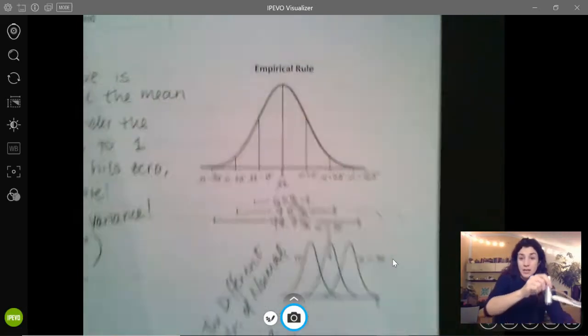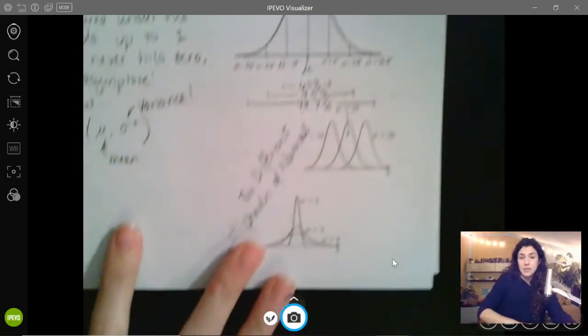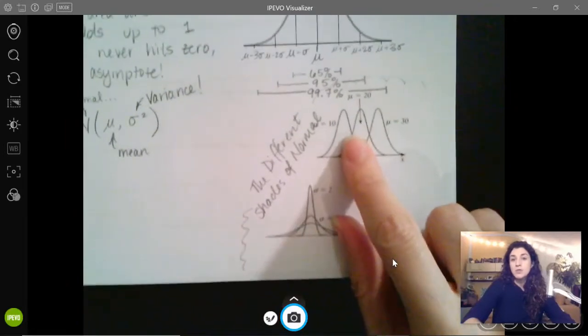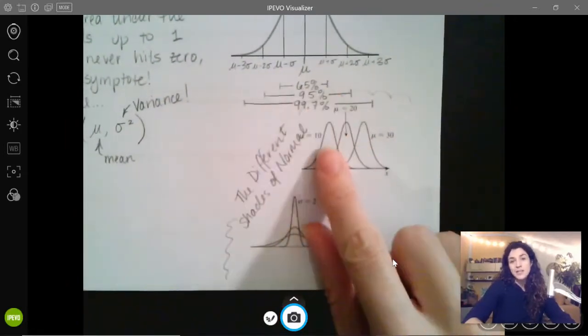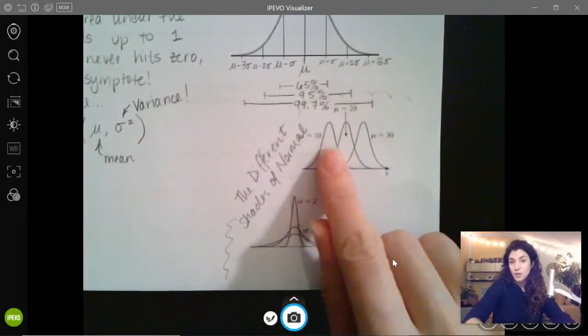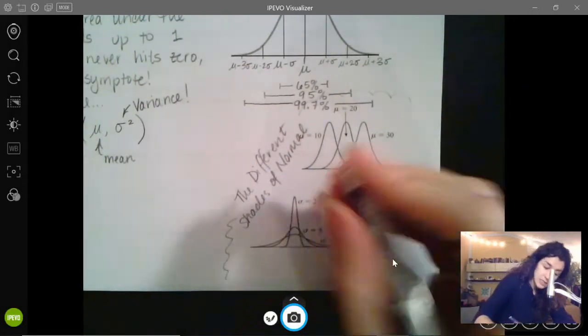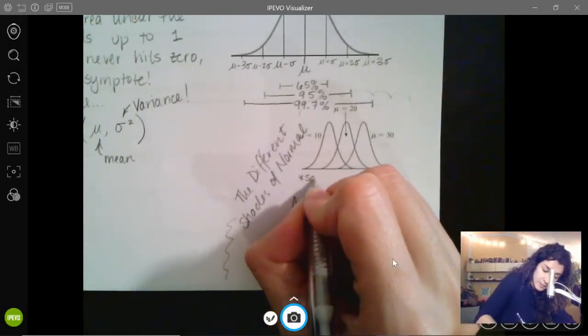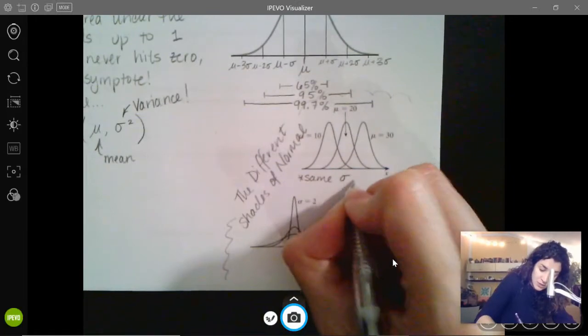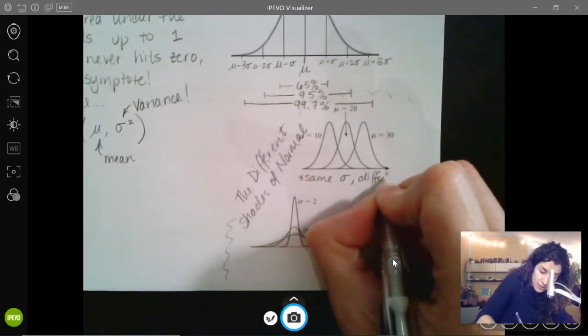It can look like a million different things. So this is what happens when you change your mean. It just shifts your bell curve to the left and to the right. So this is the same standard deviation, but different mean.